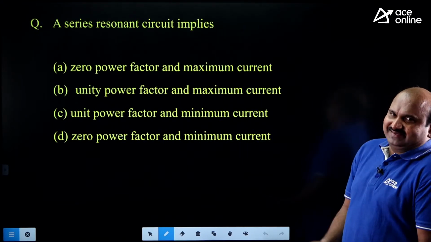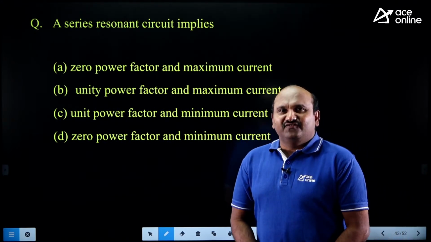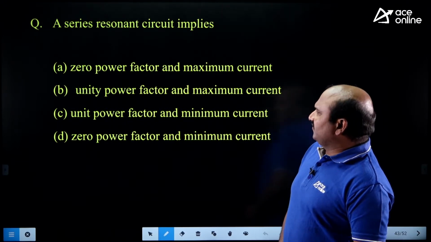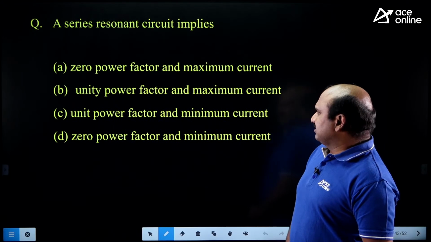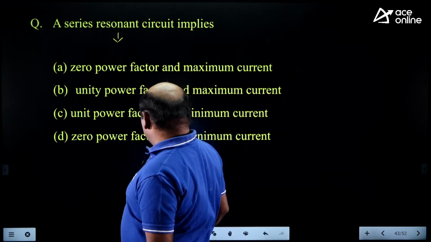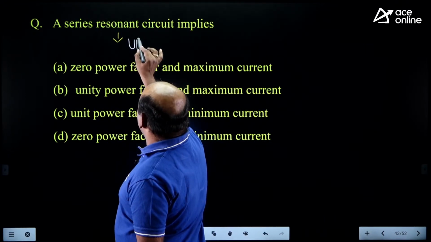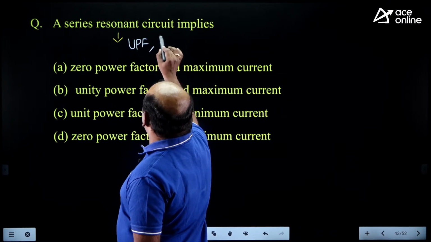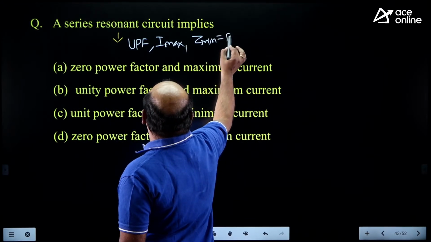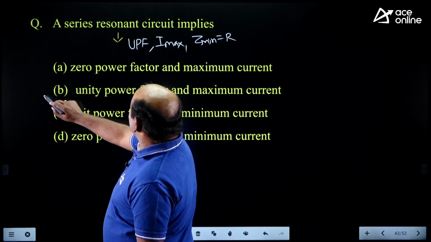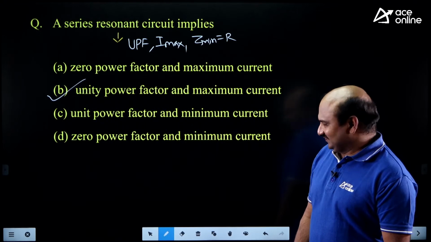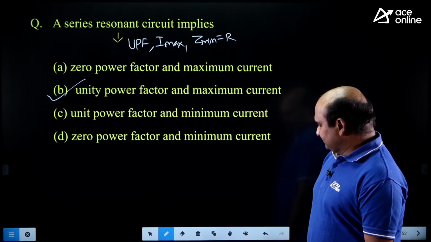A series resonant circuit implies: this is the direct definition here, a very simple definition. Zero power factor and maximum current; unity power factor and maximum current; unity power factor and minimum current; zero power factor and minimum current. You know that resonance means it is UPF with Imax, Zmin, Z minimum, which is R. Series resonant: unity power factor and maximum current. Very simple. Yes or no? Now let me take the next example.